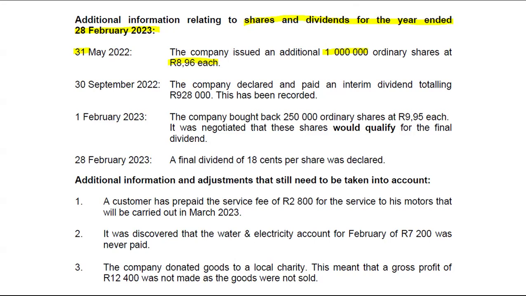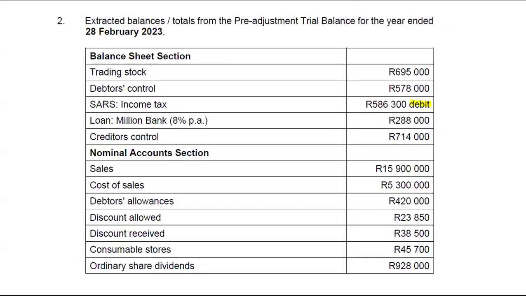On the 30th, it says the company declared and paid interim dividends totaling 928,000. And these interim dividends, I also saw them here as ordinary share dividends, which amounted to 928,000. When you see dividends that are reflected under nominal account section in your pre-adjustment trial balance, just know that those dividends are interim dividends. What did I say? What are they?